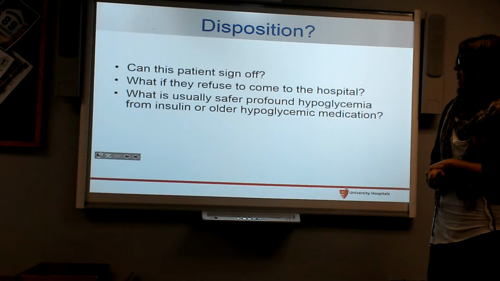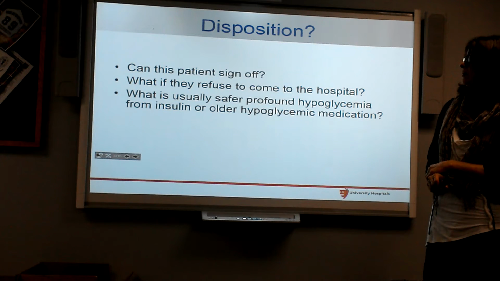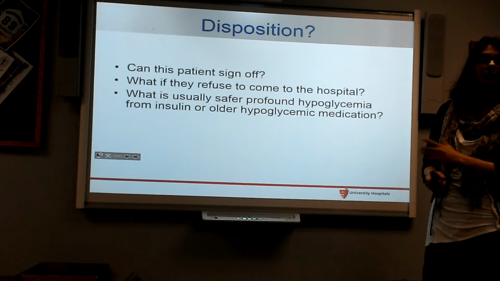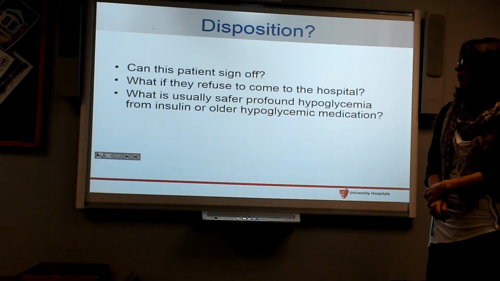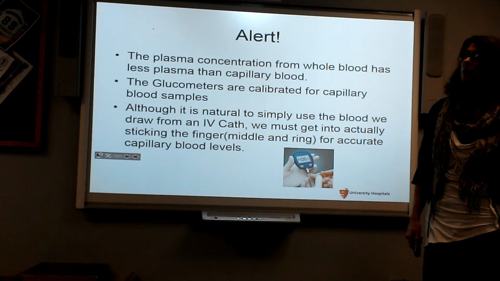With profound hypoglycemia from insulin or an older hypoglycemic medication, try to get him to go to the hospital if you can, because something is going on with the sugar, and to find out what caused it. But yeah, really stay away from the venous.